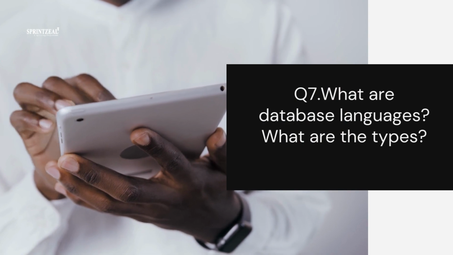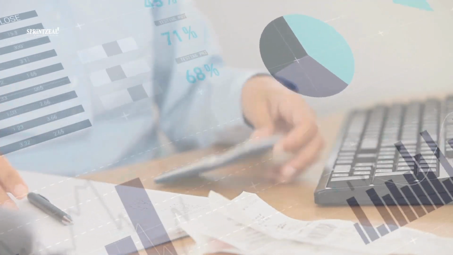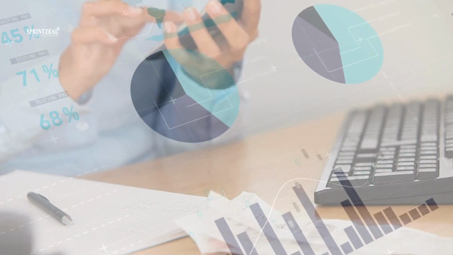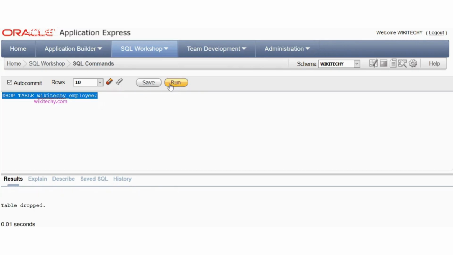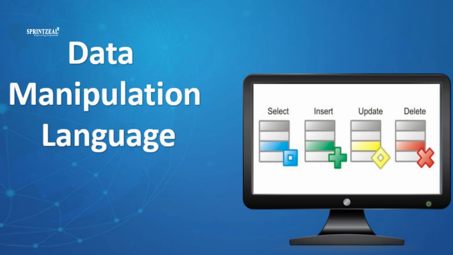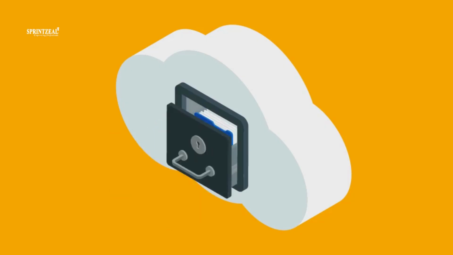Q7. What are database languages? What are the types? To create or write database management systems, database languages are used. They are mainly of three types: data definition language, data manipulation language, query language.